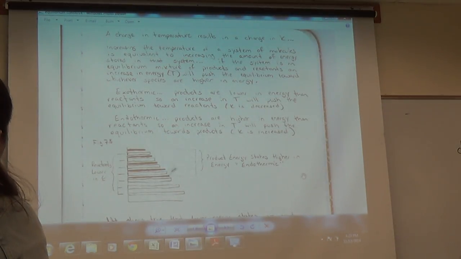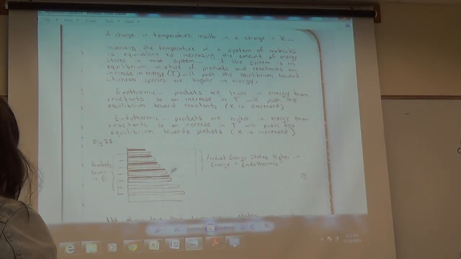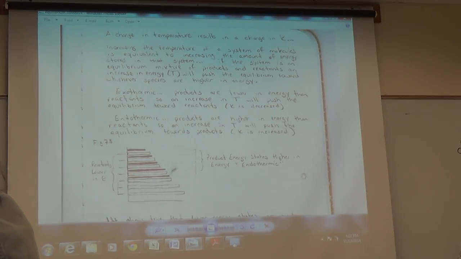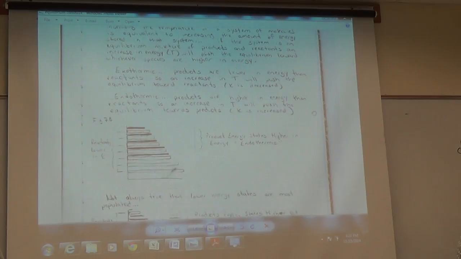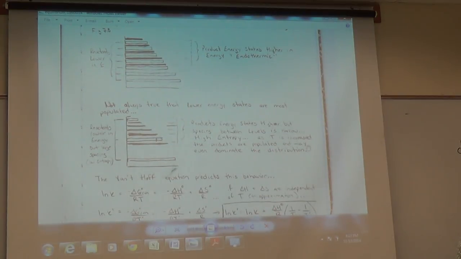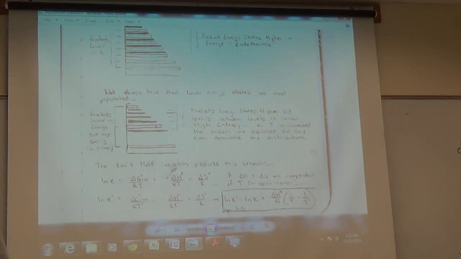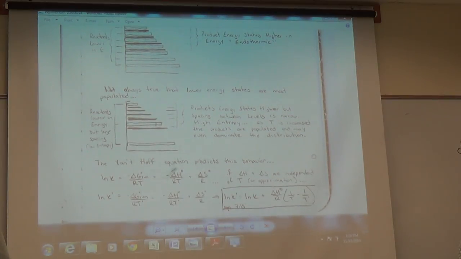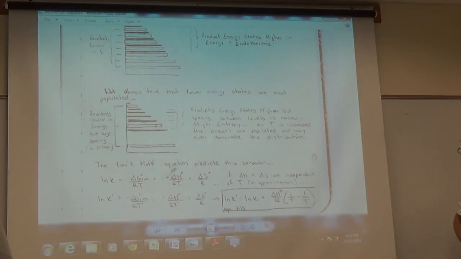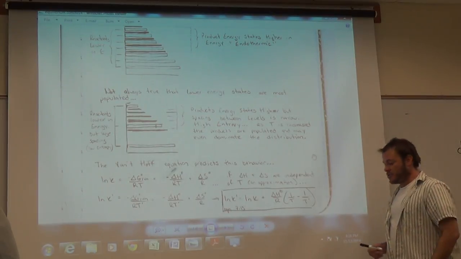It is always the case that an increase in temperature is going to shift the distribution towards the higher energy species. It's not always the case that the lower energy species are going to dominate the equilibrium mixture. Your text also gives you an example, a graphical representation of when that's true.